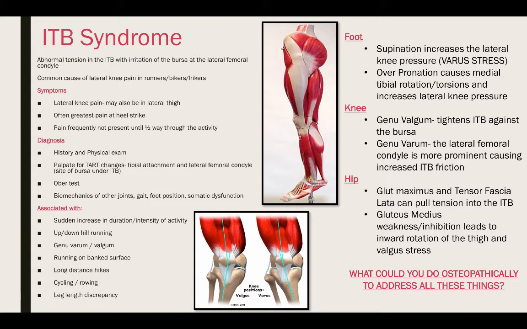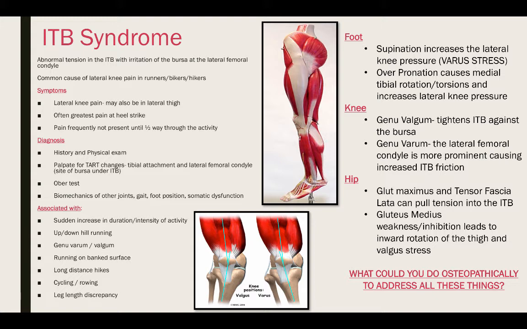As we learned in lower cross syndrome, when there's glute medius weakness, the iliotibial band tries to take over, and that's really not its job. It's not strong enough to do that. People usually get iliotibial band syndrome if they've had an increase in activity, running up and down hills. If they are knock-kneed, they typically have it more often. If they're running long distances, running on banked surfaces, cycling or rowing, and if there's a leg length discrepancy. And then keeping in mind some of the biomechanics of this.